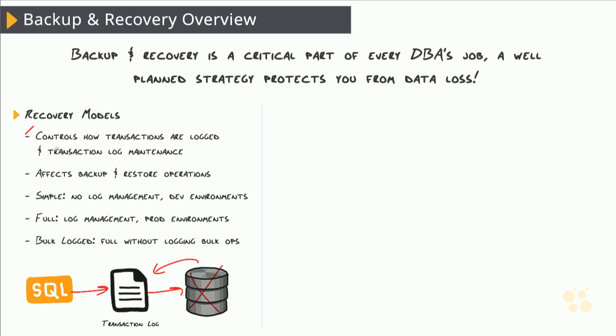Again, a recovery model is going to control how transactions are logged, and it's going to directly affect our backup and restore ops. We have 3 recovery models: simple, full, and bulk logged. Let's start with simple here. Simple, as the name implies, is the most basic recovery model. And how this works is the transaction log is still used, but once a transaction is logged and then written to disk, the space in that log is reclaimed, which means there will be no log management.